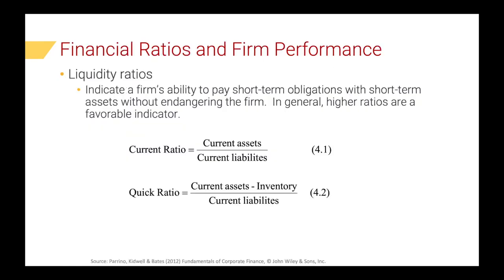Financial ratios and firm performance. Liquidity ratios. These indicate a firm's ability to pay short-term obligations with short-term assets without endangering the firm. In general, higher ratios are a favorable indicator. The first liquidity ratio is the current ratio, and you calculate that by current assets divided by current liabilities. And then the second is the quick ratio, and you calculate that by taking your current assets, subtracting the inventory, and then whatever your ending value is, divide that by your current liabilities.